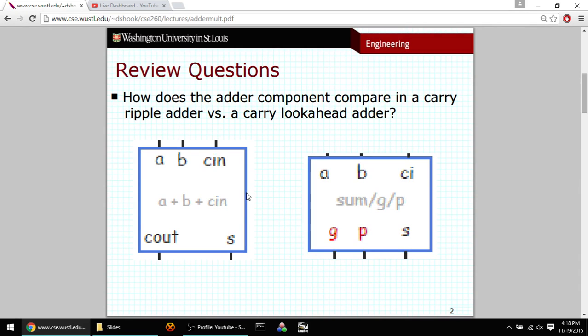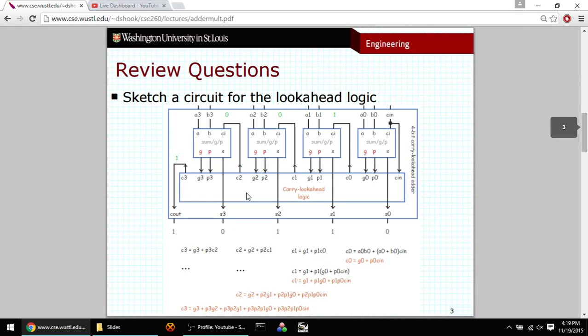So in that sense, we're saving gates for this particular component. We're actually saving ourselves some gates. That seems like a nice thing. However, it's not going to last. For a carry lookahead adder, if you remember from the video and the book, it actually uses more gates than a carry ripple adder does. It uses quite a bit more gates than a carry ripple adder does. So that kind of leads us to the next question.